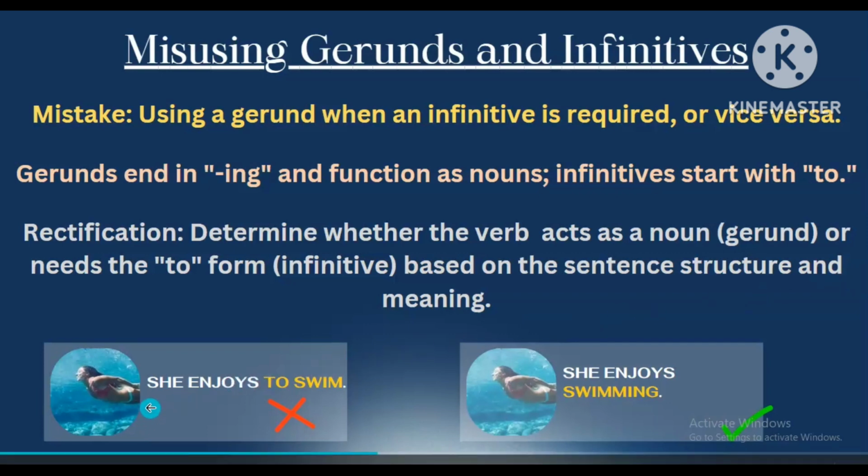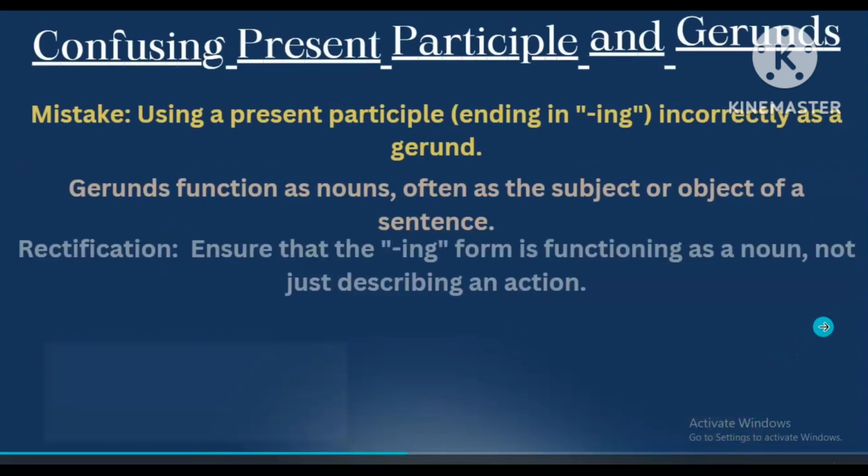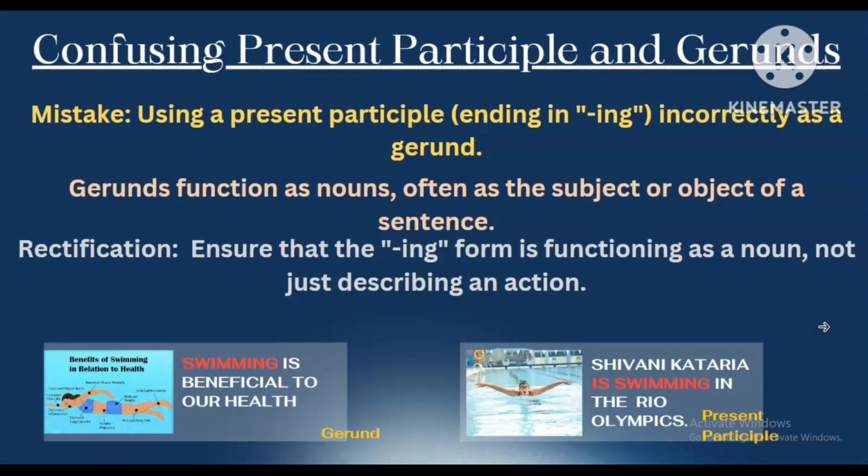Like in this example. She enjoys what? She enjoys to swim. No, to swim is wrongly fitted here. Right? It will be she enjoys swimming. Therefore, we have to use a gerund here. Clear? Next, we often tend to get confused between present participle and gerund.